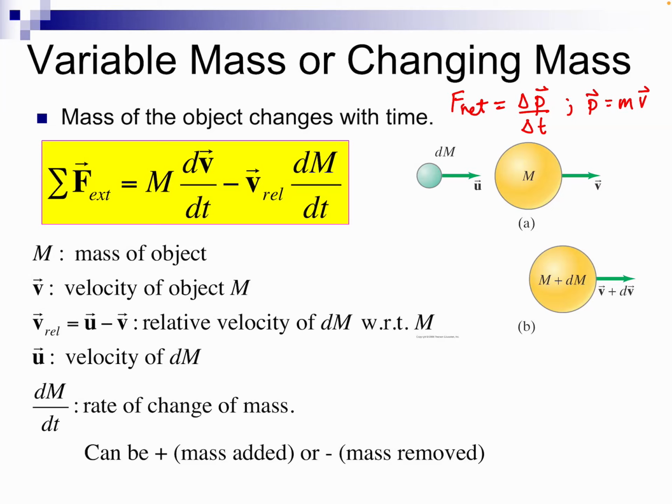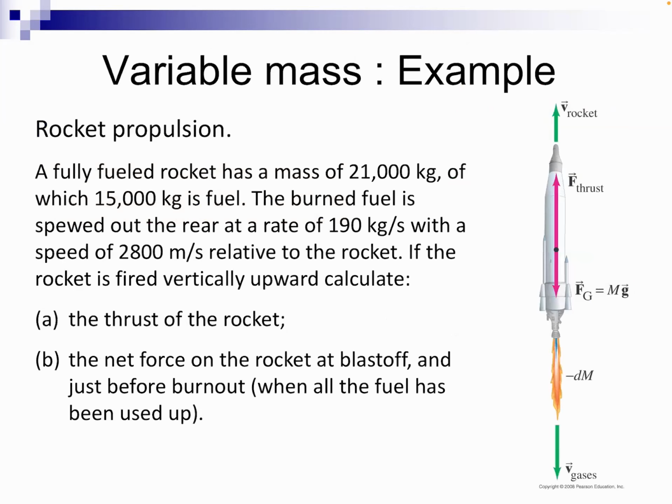All right, let's look at an example to see what each of these terms really mean in practical applications. A good example of variable mass, or an object whose mass is changing as it moves, is rocket propulsion. Say you have a fully fueled rocket. It has a mass of 21 kilograms overall, including everything. Of this total mass, 15 kilograms is fuel.